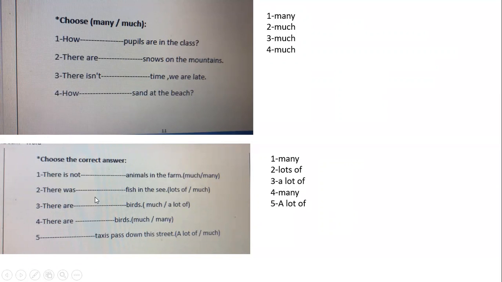Here, there was lots of fish in the sea, lots of, because we have a large amount of fish. There are a lot of birds, a lot of, because bird is a countable noun. There are many birds, we use many or much? We are going to use many because it's a countable noun. Here the last one, how many taxis pass down this street? A lot of, because we can count the taxis.